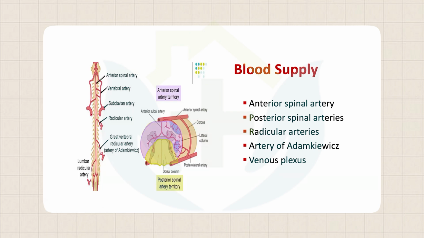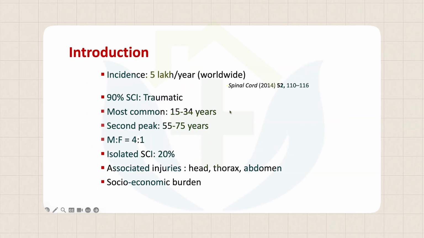One of the important things to remember is that around about T10 to T12 level, there is one artery which is a direct branch of the aorta, which is known as the Adamkiewicz artery, and it is a very large branch. And in patients with severe hypotension or anterior spinal artery syndrome, this artery can get ischemic, and you can have an anterior spinal artery cord syndrome.